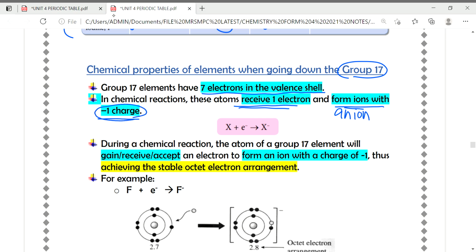Kenapa negative 1 charge? Negative means dia menerima electron. 1 because it receive 1 electron. Okay, kalau atom tu menerima 2 electron, so dia akan jadi negative 2. Okay, group 17 hanya perlukan 1 electron only, so dia jadi negative 1.